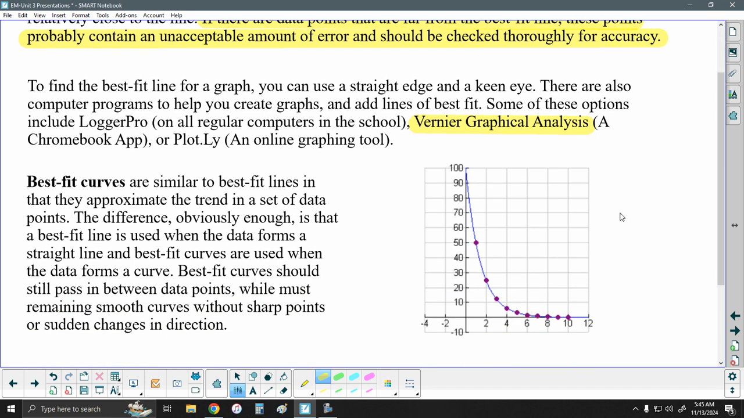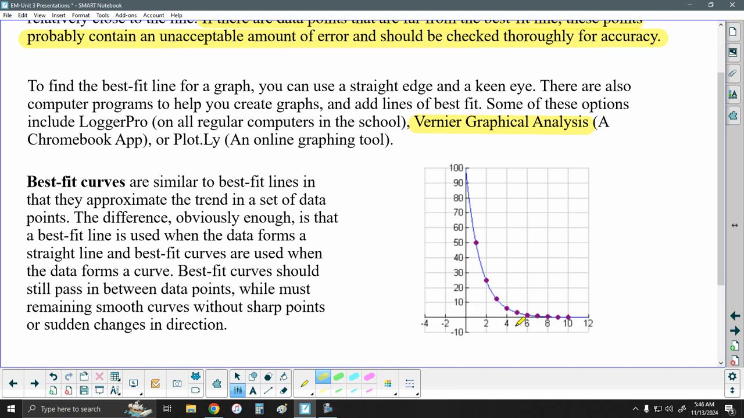Now, not all graphs produce linear data. Some are going to produce curves such as the one seen at the right here. And so best fit curves are similar to best fit lines in that they approximate the trend in a set of data. The difference, though, is that a best fit line is used when data forms a straight line, and best fit curves are used when the data forms a curve. Best fit curves should still pass between the data points, and while most remaining smooth curves without sharp points or sudden changes in direction. So like what we see here, this would be what we call an inverse relationship.